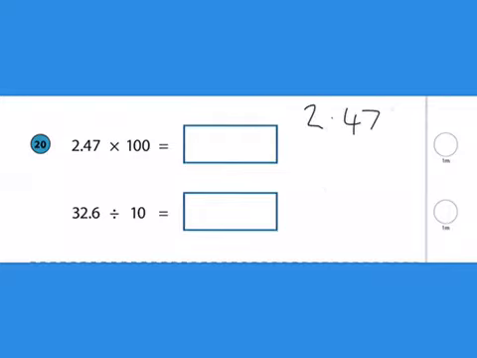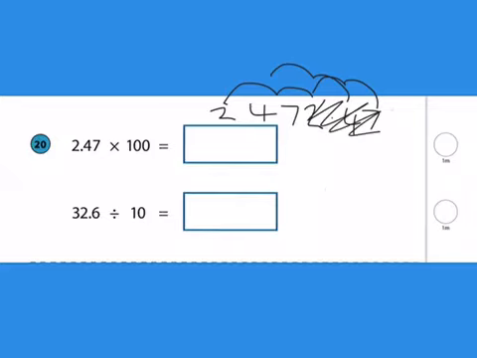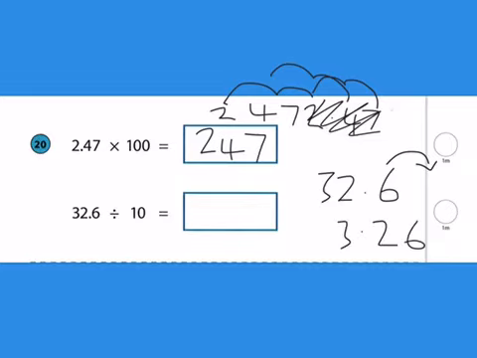2.47 times 100, so it's going to be 100 times bigger, so 2 jumps, so it's going to be 247. And then 32.6 divided by 10, so that's going to go that direction, so it's going to be 3.26.